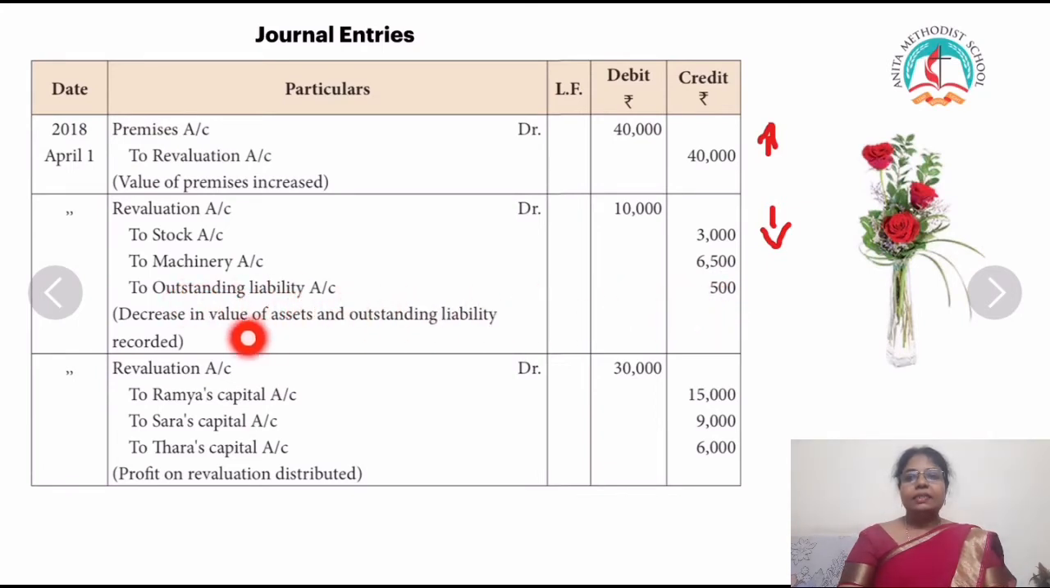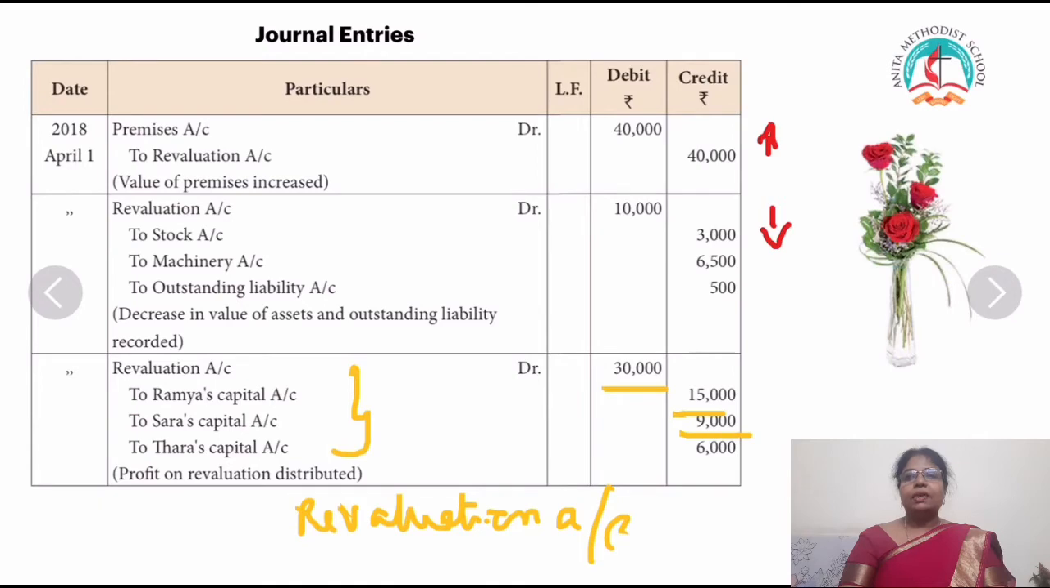And the third journal entry has to be posted after preparing the revaluation account and finding out whether there is a profit or loss on the revaluation account. Here on the revaluation account there is a profit of 30,000 and it should be distributed to partners in the old profit sharing ratio. So revaluation account debit 30,000, to Ramya's capital account 15,000, to Sarah's capital account 9,000, to Tara's capital account 6,000.